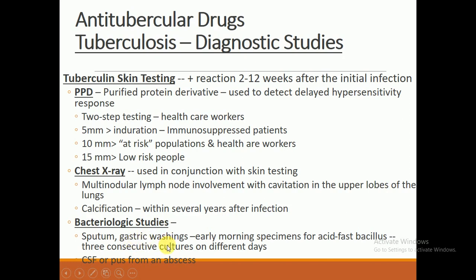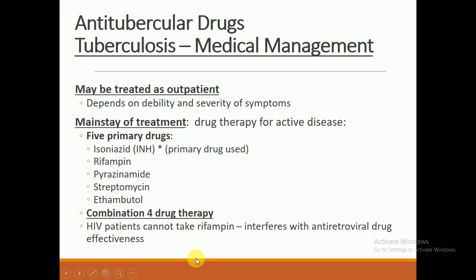Bacteriological studies, sputum: this mycobacterium is found in the sputum of the patient and in gastric washings. An early morning specimen is taken for acid-fast bacilli in 3 consecutive cultures on different days. CSF, cerebrospinal fluid, is also examined. So these are bacteriological studies, or you can say pathogenic studies.